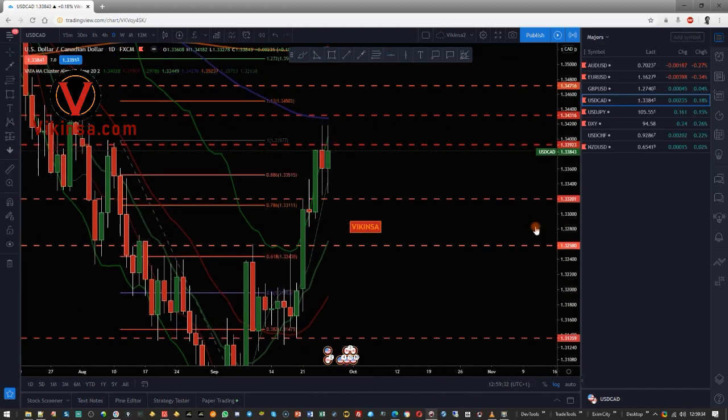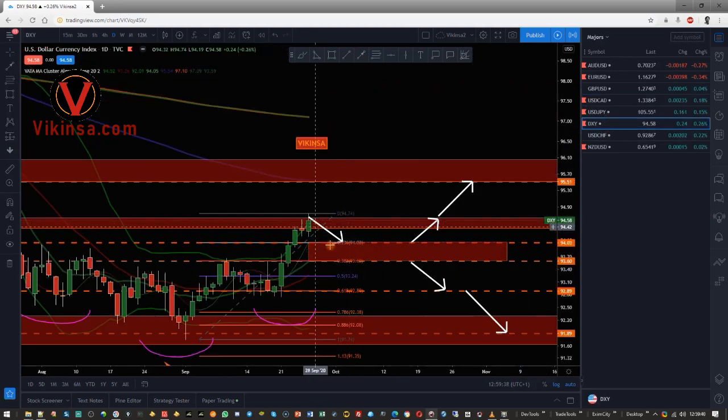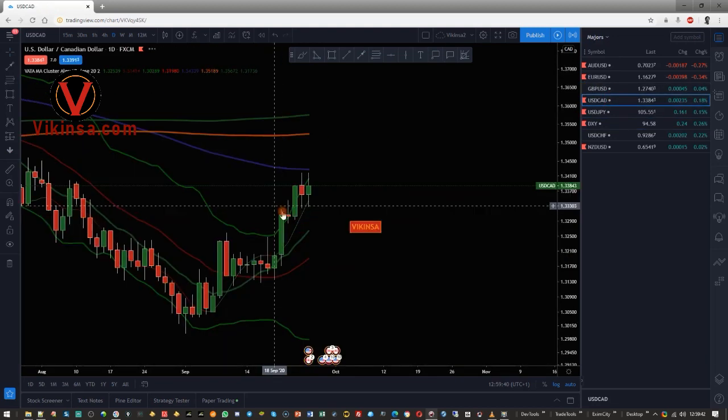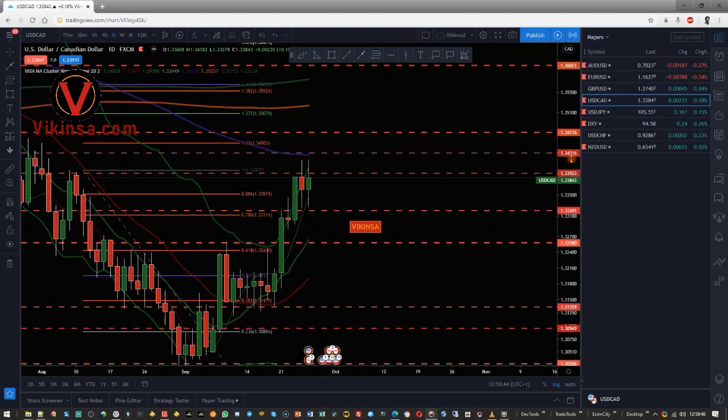However, that's not guaranteed. Remember, USD CAD at the moment is running DXY, so if DXY wants to fall down, that means the USD CAD may start to fall down right where it is, but there are more chances of it actually going upwards into 34,316 before it starts to fall down.